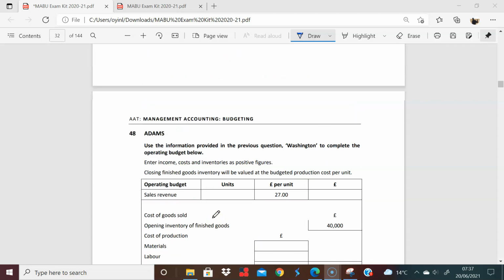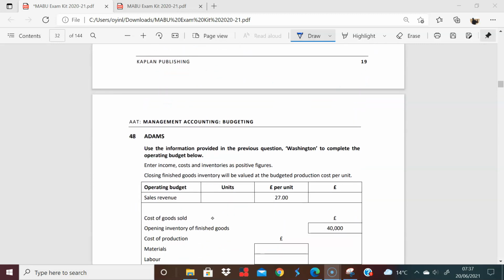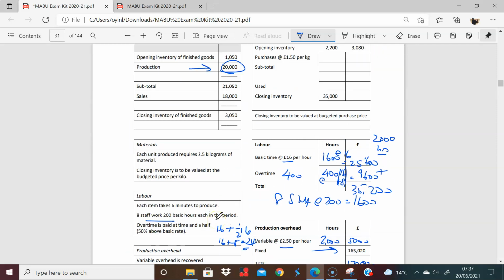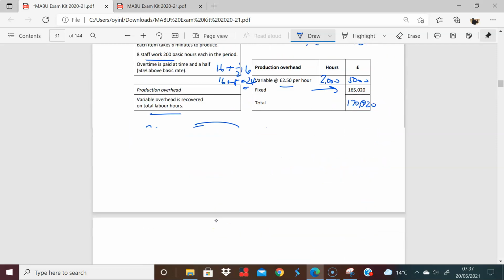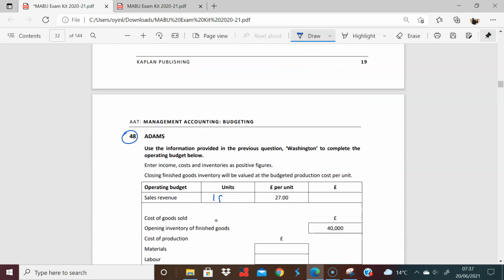Okay, guys, so we use the information from 47 to complete 48. So let's look at what happened here. The question tells us that we sold 18,000 units. So 18,000 times 27 gives us 486,000. So that's sales out of the way.